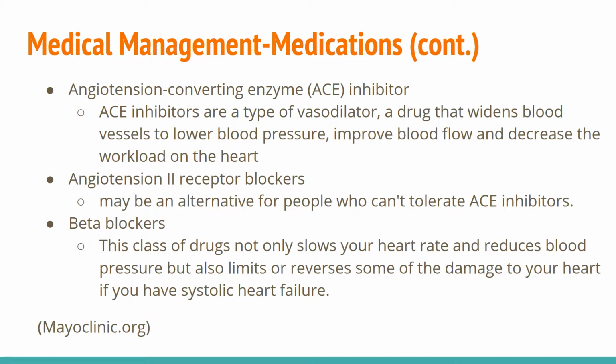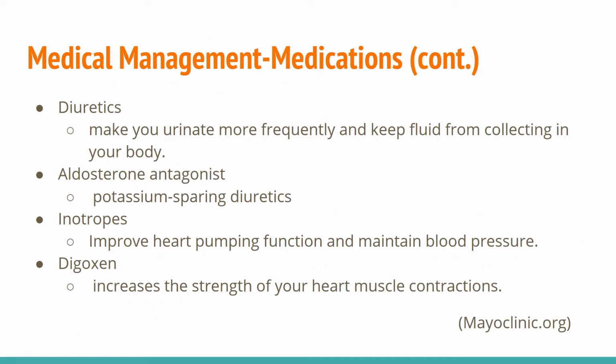Beta blockers are a class of drug that not only slows your heart rate and reduces blood pressure, but also limits or reverses some of the damage to your heart if you have systolic heart failure. Diuretics will make you urinate more frequently and help keep fluid from collecting in your body. Aldosterone antagonists are potassium-sparing diuretics. Inotropes improve heart pumping function and help to maintain blood pressure. Digoxin increases the strength of your heart muscle contractions.